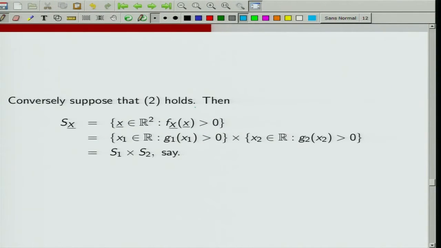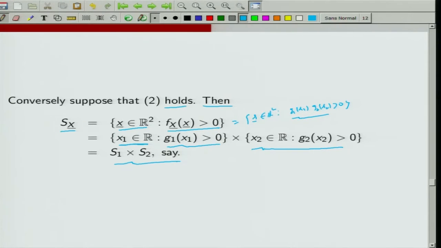Then first I look at what the support is. The support is the collection of all those x belonging to R^2 such that fX(x) is positive, which is the same as the collection of all those x belonging to R^2 such that g1(x1) g2(x2) is positive, which happens if and only if g1(x1) is positive and g2(x2) is positive. So, this is the same as the collection of all those x1 belonging to R such that g1(x1) is positive, multiplied by the collection of all those x2 belonging to R such that g2(x2) is positive. So, it is a cross product of these two sets, which is the same as S1 cross S2.